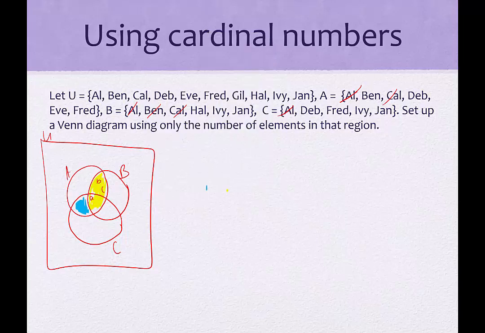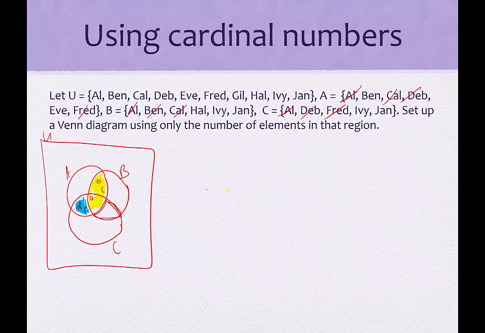Okay, so who's in A and C but not B? It looks like Deb. So we're going to put a D here for Deb and Fred. So we'll put D and F. Okay, that brings us over to the last of the overlapping regions. That's the region here. So these are people who are in sets B and C, but not in set A, if there are any.